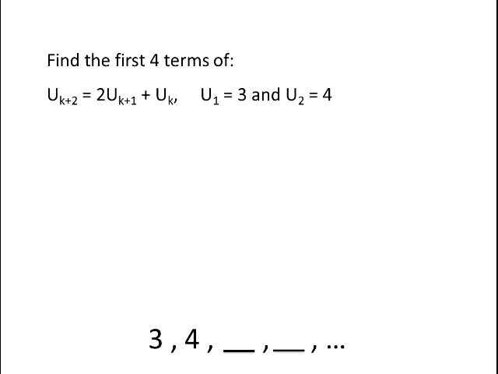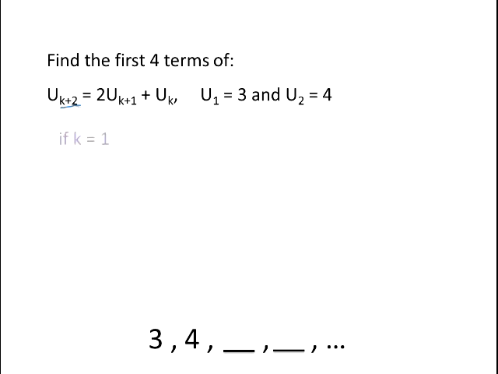Alright, this one looks worse. Now you'll notice that this is different, this bit here. And also, we're not just giving u1, we're also giving u2. And we want the first 4 terms. So we've got the first 2, we just need to work out the third and the fourth term. So let's think about making it the third term. What number has to go in here to make it the third term? That's 1.